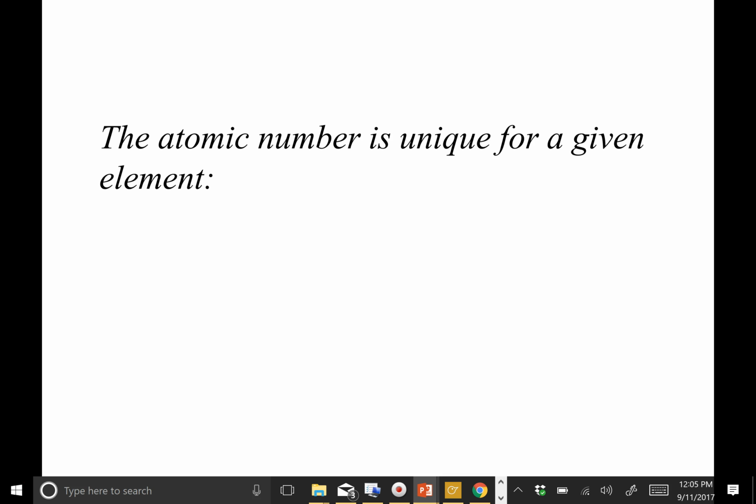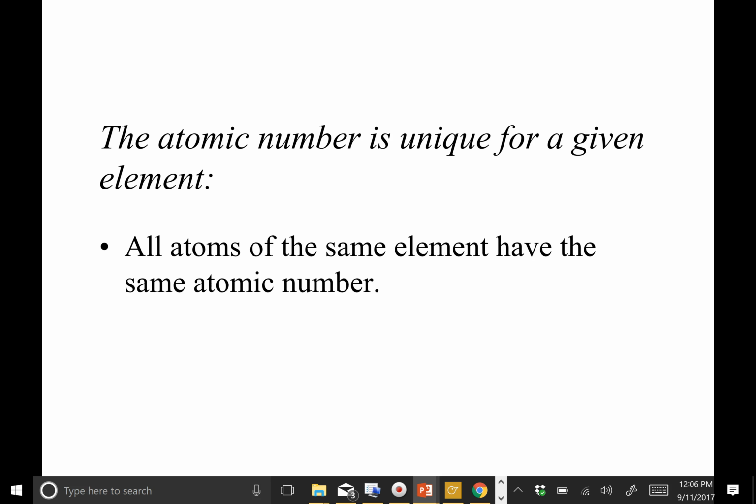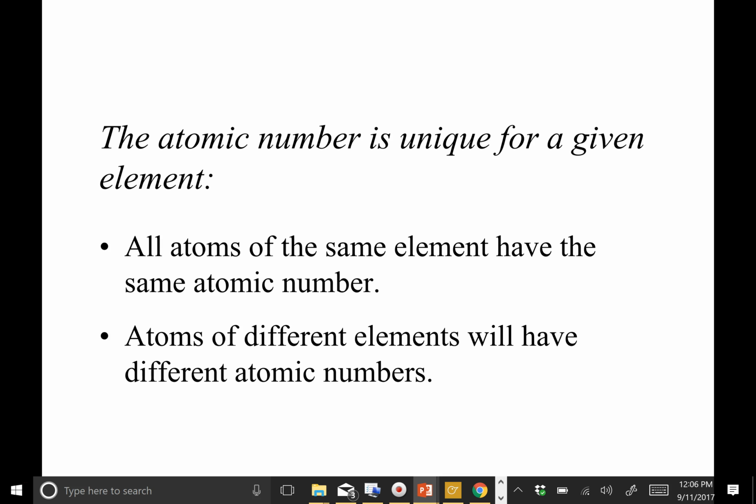So the atomic number of protons is unique for an element. By golly, if somebody tells you the number of protons, you know what that element is. So it gives you atomic number, you know protons, you know what the element is. In other words, all atoms of the same element have the same atomic number, and atoms of different elements will have different atomic numbers.